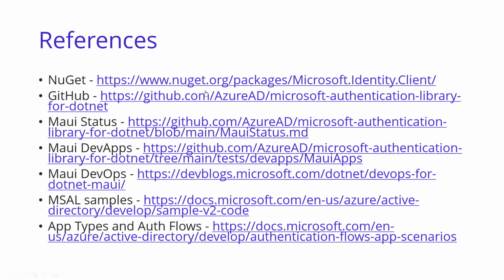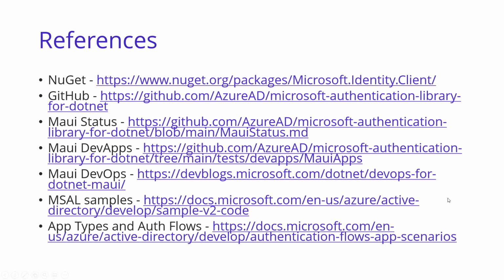The package is available as a Microsoft Identity Client package. We are currently doing it as a preview package and not as a release package, but we'll release it as soon as possible. The source code for the library is available on GitHub. You can get it there. As you can see, the work is in progress. So the MAUI status you can find in the MAUI status.md file in the GitHub. You can find the apps that I showed you over here.